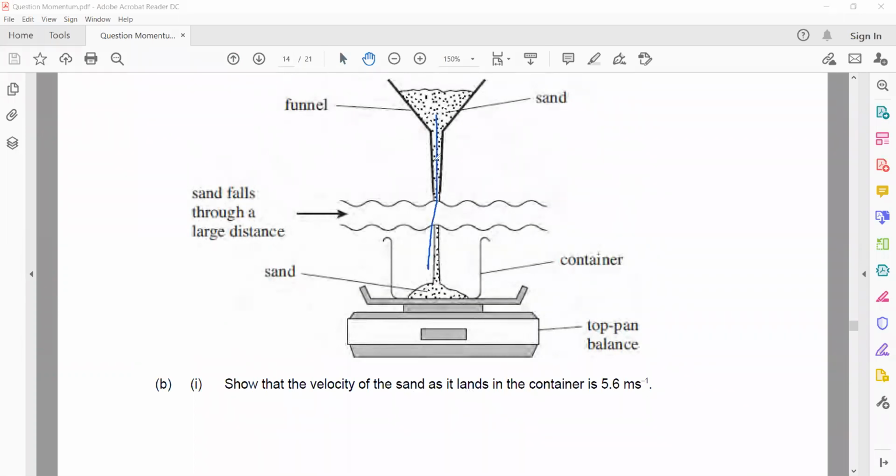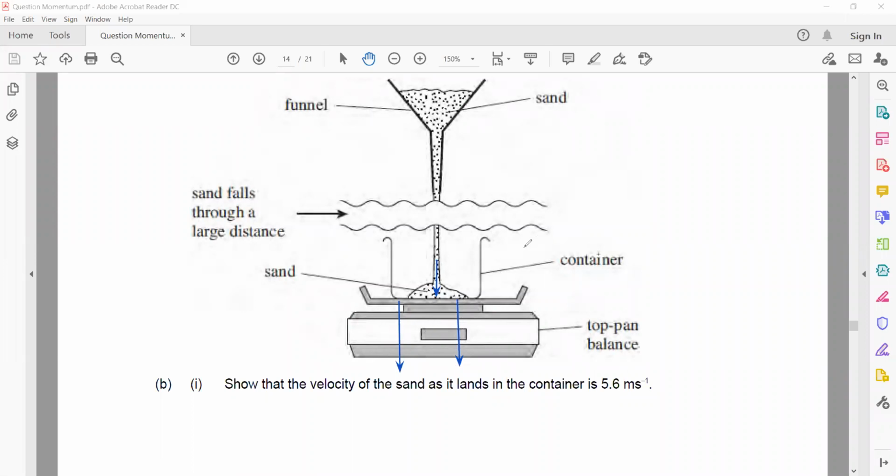As these sand particles hit, there will be a change in momentum, and that change in momentum will also cause a force. So there is a downward force because of the change in momentum. There is a downward force due to the weight of the sand, and a downward force due to the weight of the container. So three downward forces are there. One is the weight of the container, one is the force due to the change in momentum of the sand, and another one is the weight of the sand.